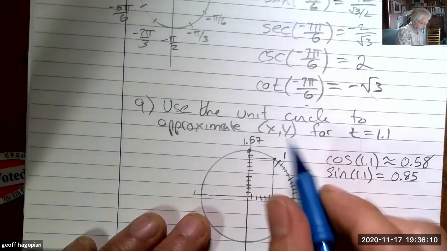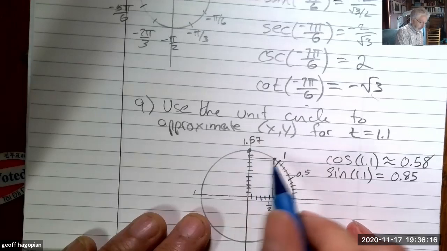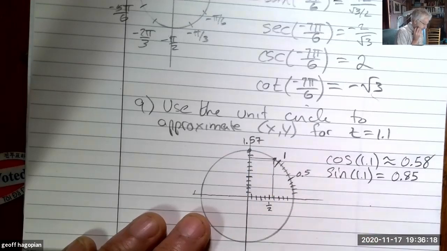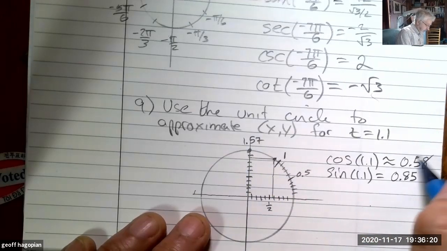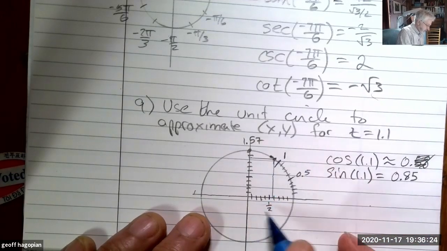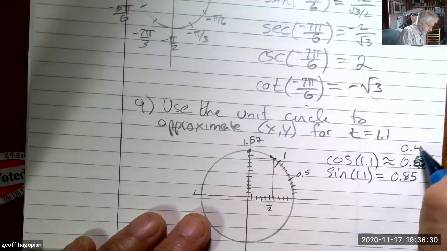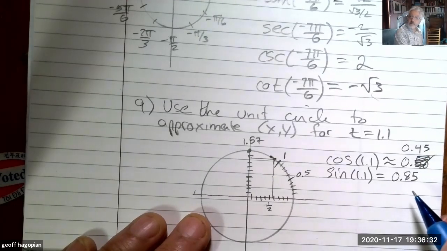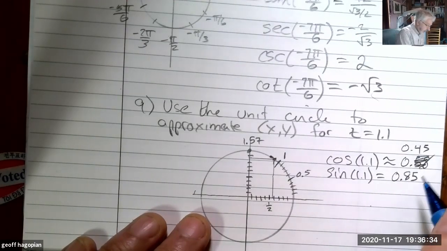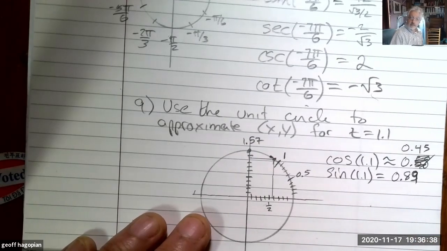So what I might do on the exam, what I've done before on the exam, is give you a better number line wrapped around the circle and ask you to use that to estimate. But it turns out that this is a little bit farther along. So this is actually 0.45, and this, I wasn't too far off here, is 0.89.